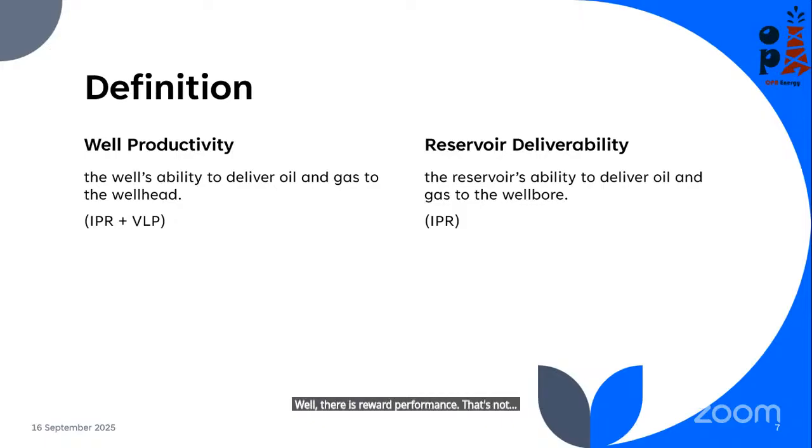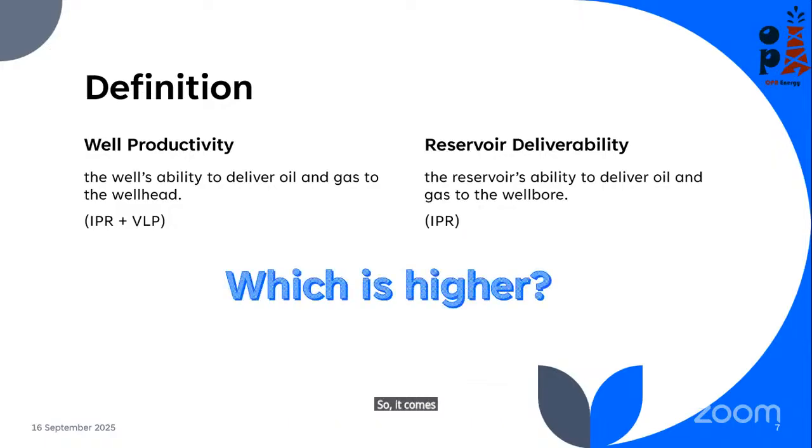That's not so for productivity. If you have a reservoir that can produce 1,000 barrels, but your VLP doesn't have this capacity, your productivity will be less than the reservoir deliverability. But if you have a system or a completion that can withstand 10,000 barrels per day, and your reservoir supplies only 5,000, then your well productivity is 5,000. So it comes to this question, which is higher? Well productivity will be equal to or less than reservoir deliverability.